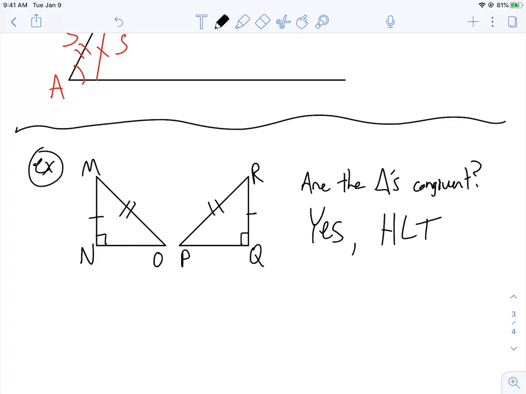HLT is why these are congruent: hypotenuse leg theorem. We've got a hypotenuse and a leg congruence. Hypotenuse implies a right triangle, so they're both right triangles. Yes, they are. Now we need to make the congruence statement, which is sometimes the hardest piece.